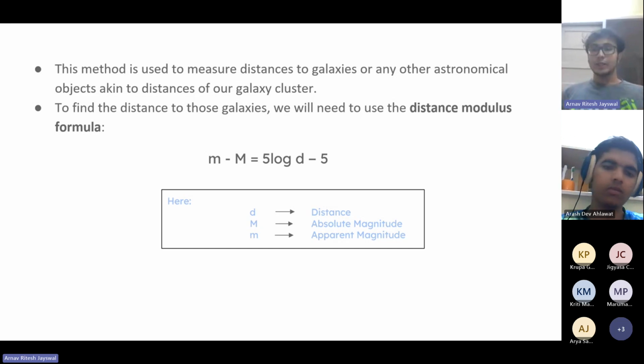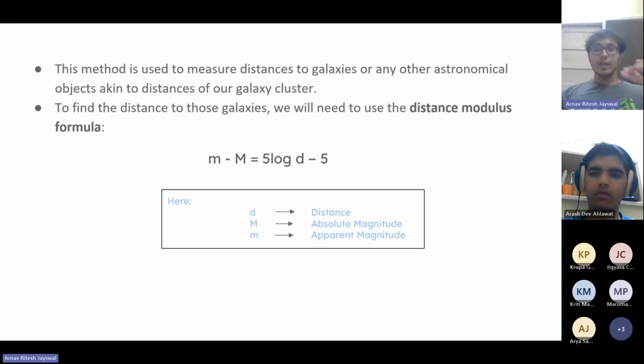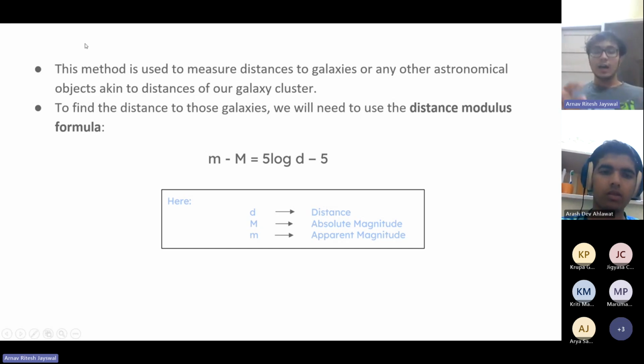And M, the absolute magnitude, is something which this scientist called Henrietta Leavitt discovered. So she basically discovered that for Cepheids, the stars with this periodic luminosity, there is a linear equation in terms of the logarithm of the distance. So basically, you can write this big M as alpha into log distance plus beta, where alpha and beta are just two numbers. So this is what she discovered based on a lot of observations.